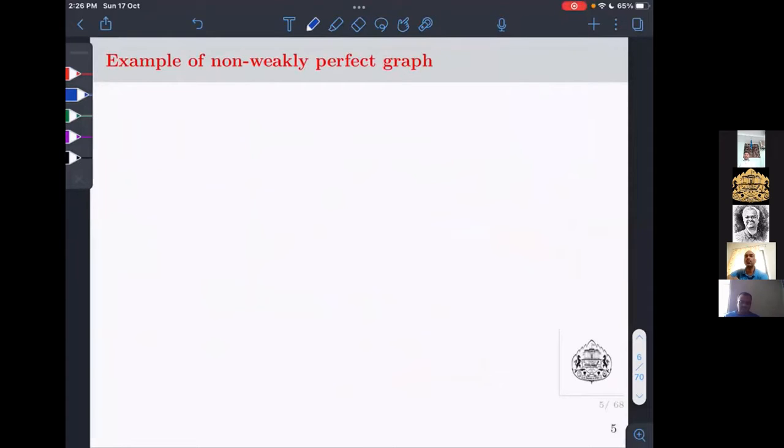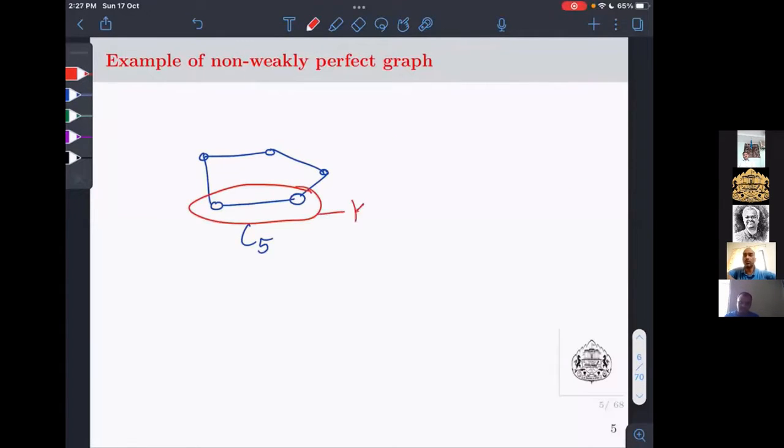If I look at C5, a cycle on 5 vertices, what is the clique number here? Can you tell me? This is K2, right? And there is no bigger clique than K2. So as far as omega(C5) is concerned, the clique number is 2. Now let me start the coloring of this graph.